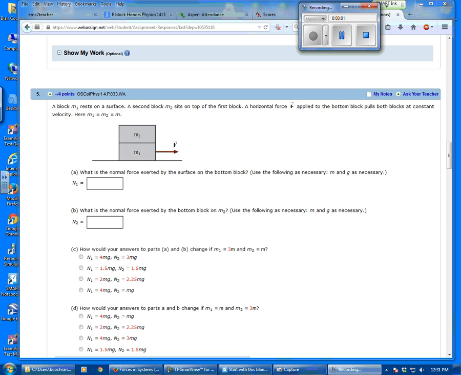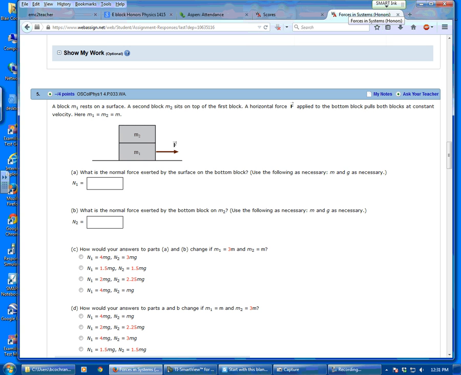Today so that you get it. All right, so we're going to start with number 5 here. A block rests on a surface. A second block sits on top of the first. A horizontal force F applied to the bottom block pulls both blocks at a constant velocity. Here, M1 equals M2 equals M.